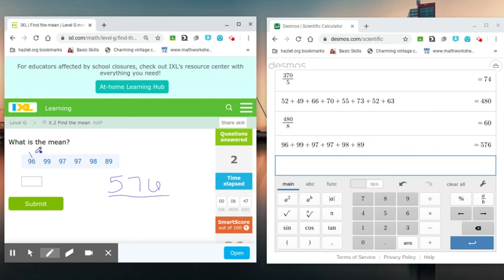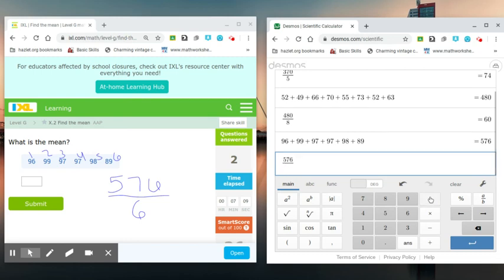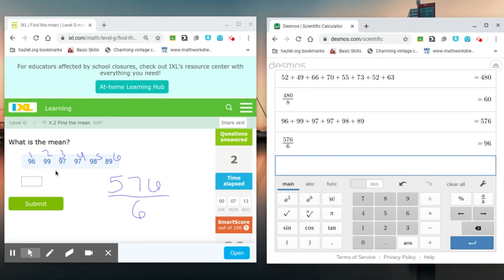I have 1 number, 2 numbers, 3, 4, 5, 6 numbers. So I'm going to divide by 6. So over here, I'm going to type my total, 576, and I'm going to divide it by how many numbers I have. I have 6 numbers, and I'm going to hit equals or enter. And my average, my mean, is 96. That's the average of all of these numbers.